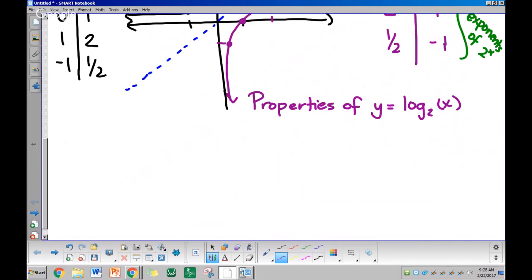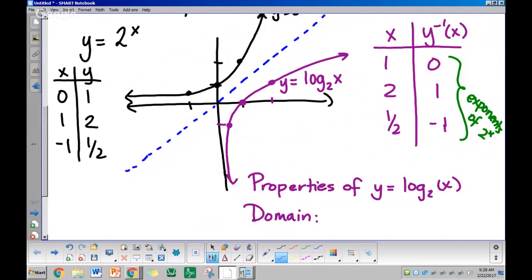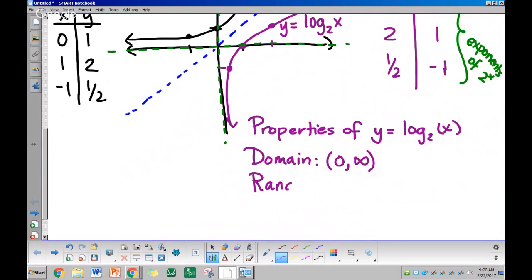All right, what's the domain here? Zero to infinity, exclusive, because what's happened to the horizontal asymptote here for the exponential? When we switch the x and the y, the horizontal becomes a vertical asymptote. So it's exclusive on the domain. What about the range? It's all real numbers, yes.